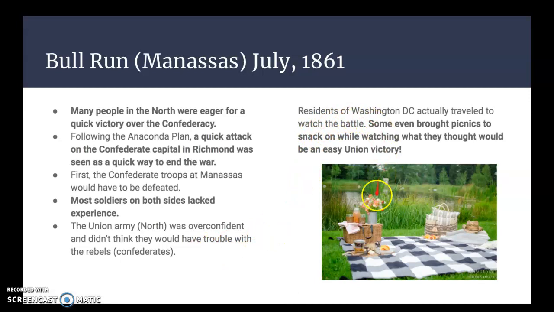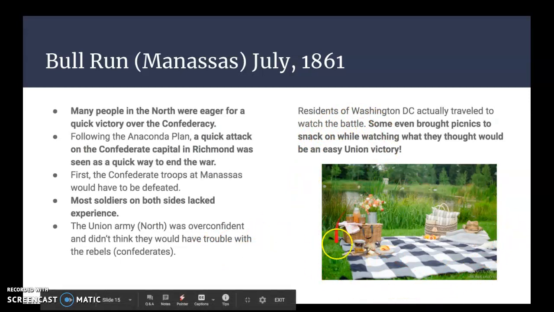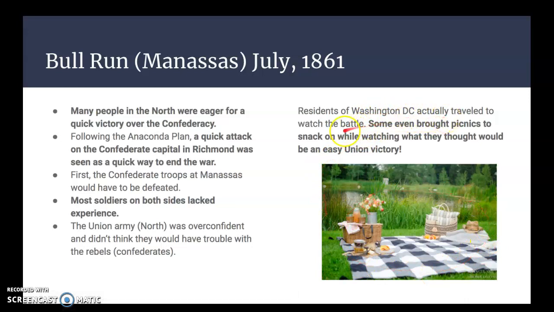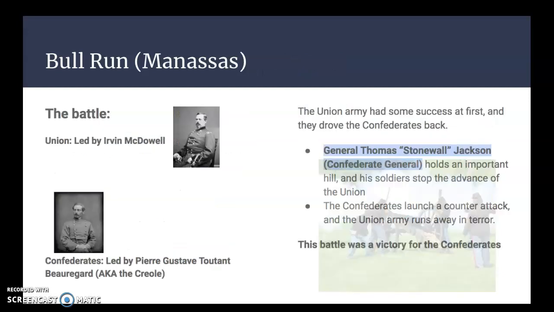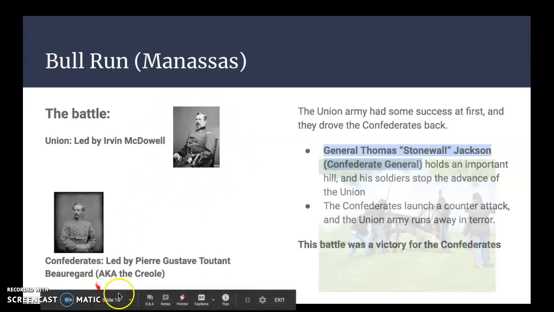And here's something crazy about this. This picture looks kind of out of place when you're talking about a bloody battle, but residents of Washington, D.C. actually traveled to watch the battle, and some even brought picnics to snack on while watching what they thought would be an easy Union victory. It was not an easy Union victory after all. So here are your generals for this battle. Irvin McDowell leads the Union, and the Confederates are led by Pierre Gustave Toutant Beauregard, P.G.T. Beauregard, aka the Creole.